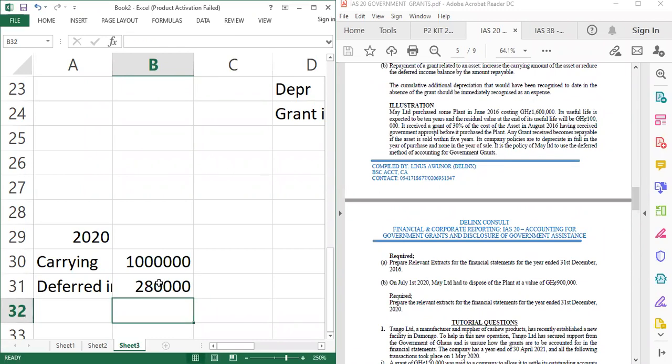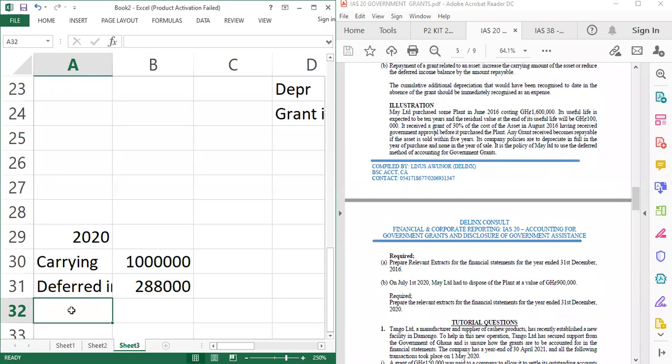Okay. So they say since we have sold the asset, the balance is 288. But we sold the asset within 5 years, so we are going to pay the grant, isn't it? Yes. But how much of the grant are we going to pay? The full amount, 480,000. But if the grant was not taken, what should have been the carrying value of the asset? It will still be the same as the 1 million.